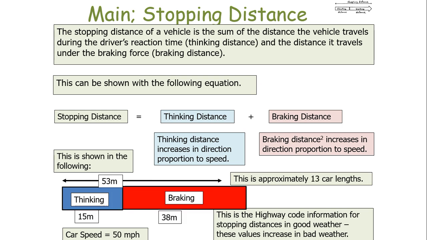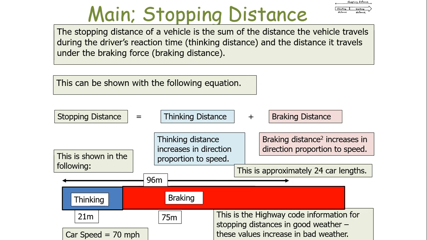Now, what about a car travelling at 50 miles an hour? Well, the thinking distance is 15 metres and the braking distance is 38 metres, so you get an overall stopping distance of 53 metres, which is approximately 13 car lengths. So you can see, whilst the thinking distance has increased, the braking distance has increased by a much greater value. And then we look at 70 miles an hour. At 70 miles an hour, the thinking distance is 21 metres, the braking distance is 75 metres, so the overall stopping distance is 96 metres.